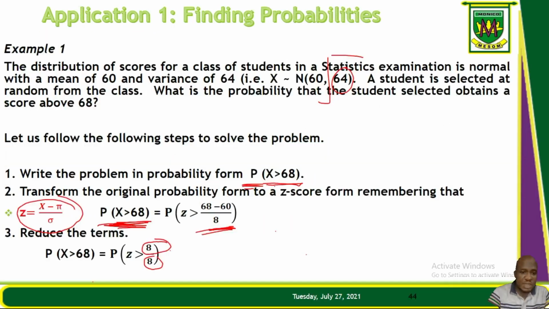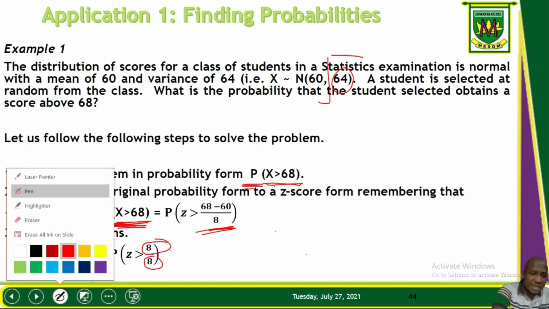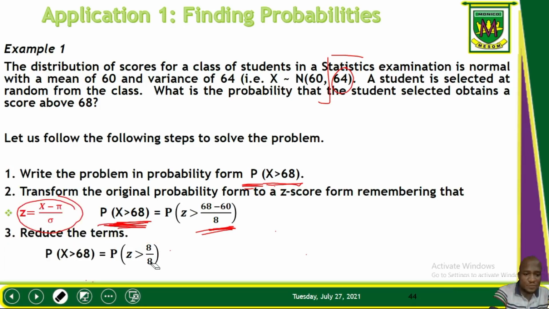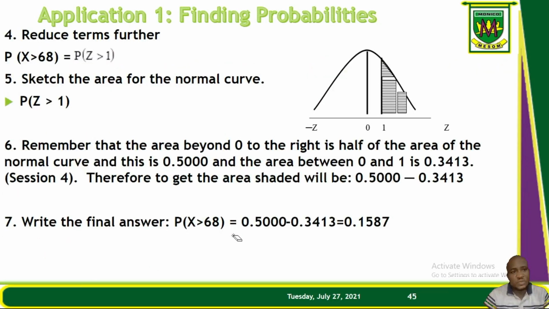Okay, here the 8 over 8 will also give us what? 1. 8 over 8 will give us 1. And therefore, in reducing the terms further, the P of Z greater than, it becomes Z is greater than 1. The 1 is our answer.